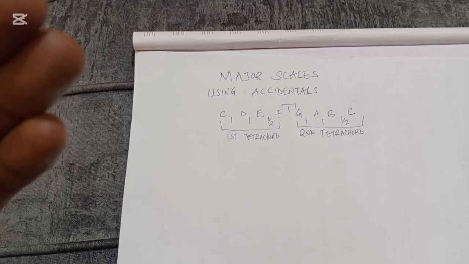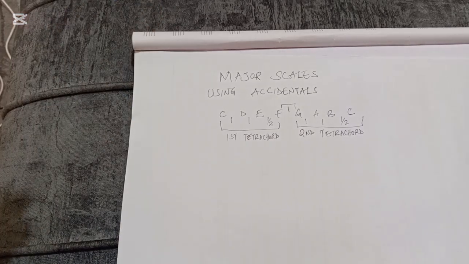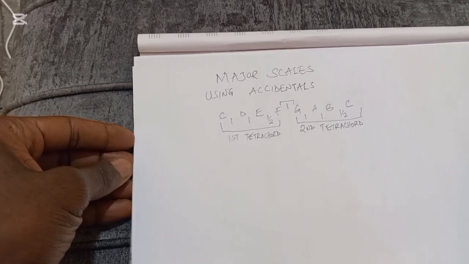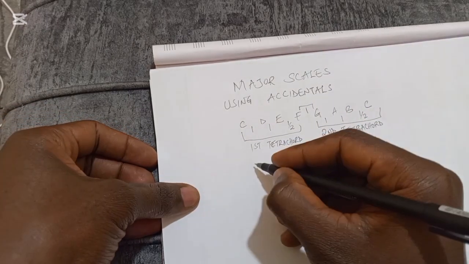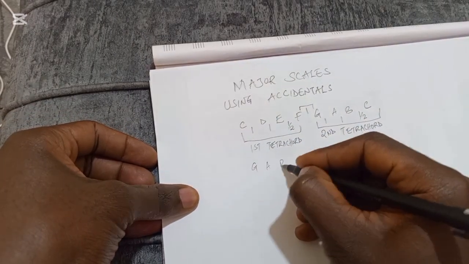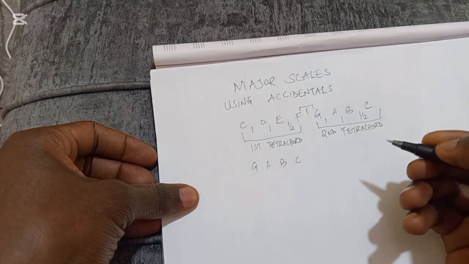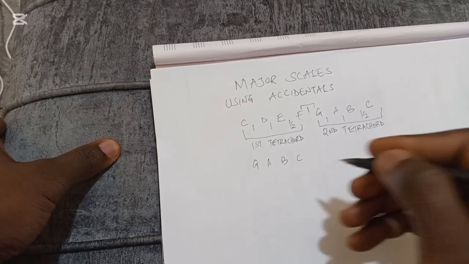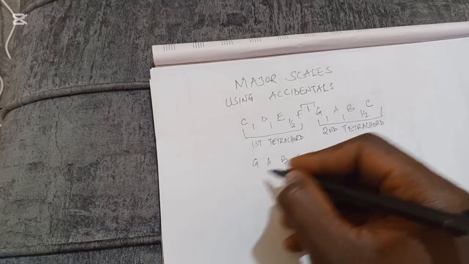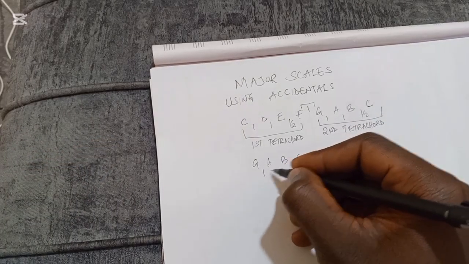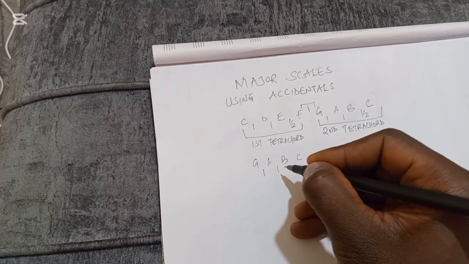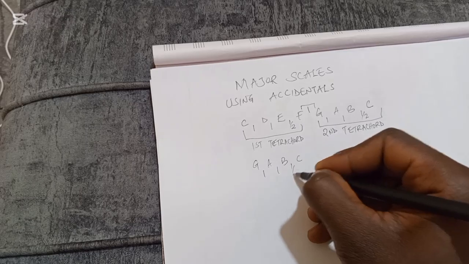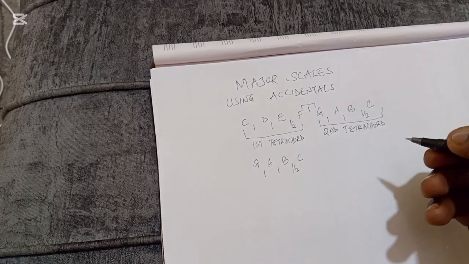So we shift the first tetrachord to be our starting tetrachord. The first tetrachord starts from G, and when it starts from G, we are going to have G, A, B, and then up to C. So you can see we are just going to copy the pattern. It means that there's nothing that is changing. G to A is a tone, one step, A to B is also a tone, one step, then a half step in B to C.